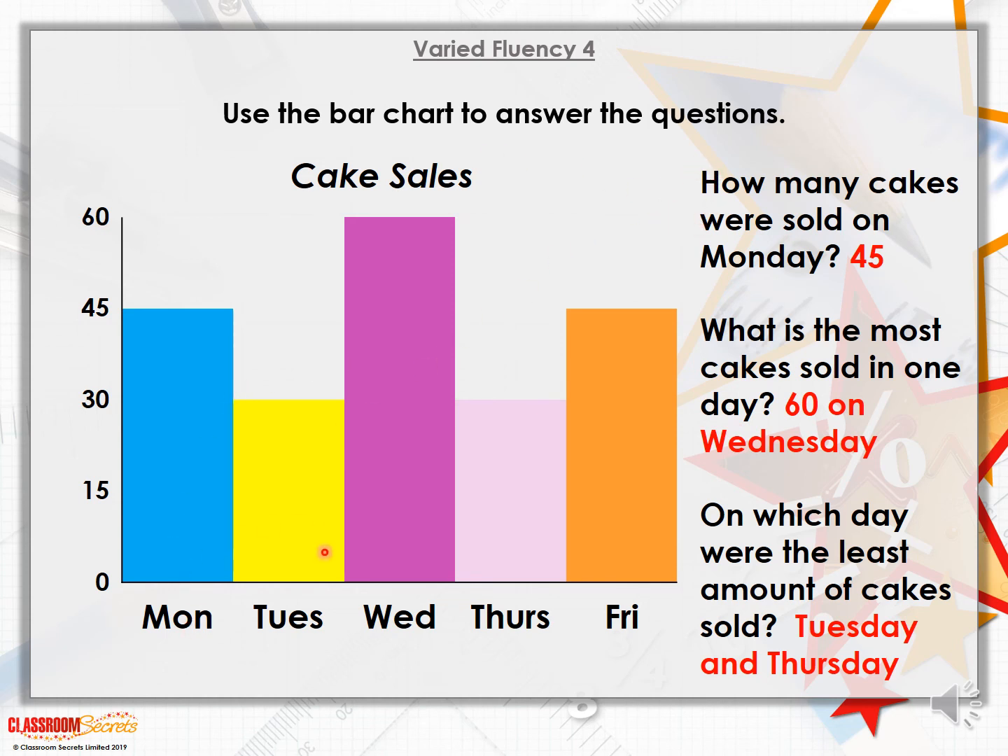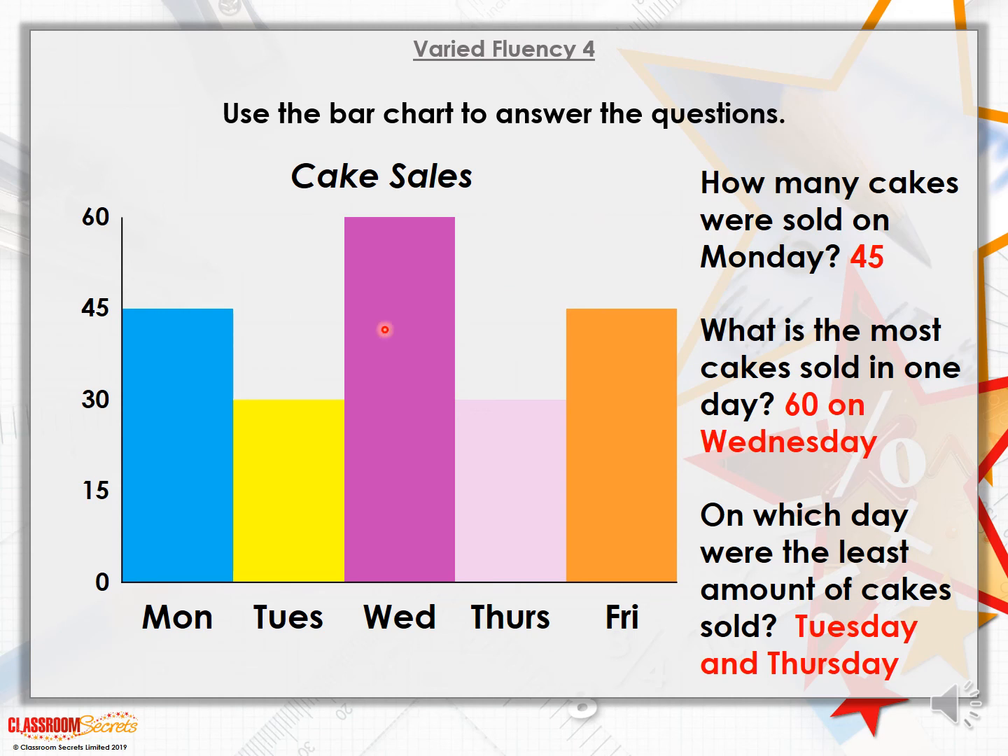So, how many cakes were sold on Monday? We've got Monday, Tuesday, Wednesday, Thursday, Friday. I need to make sure I'm focusing on the Monday section here. Then I look up the bar and look to where the top is, and let's see which number it's in line with. It's in line with 45. So, 45 cakes were sold on Monday. That was the answer for number 1, 45.